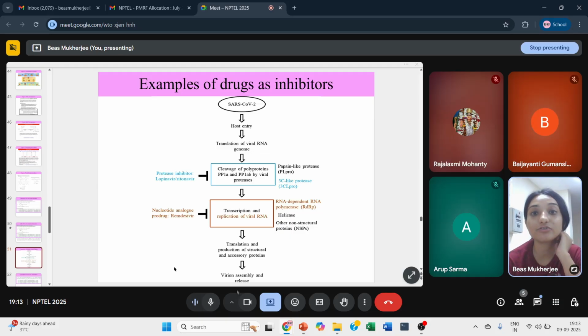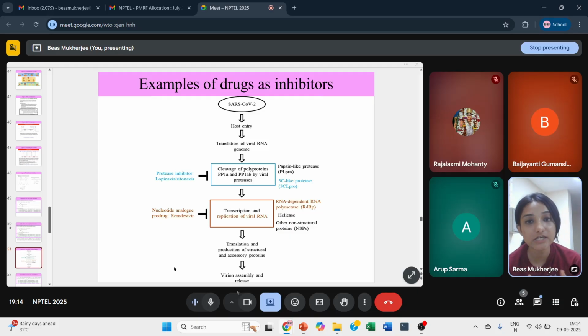Then for transcription and replication of the viral RNA, the virus requires RNA-dependent RNA polymerase. The SARS-CoV-2 requires it. Why? Because it undergoes reverse transcription from RNA to DNA, right? And then normal transcription and translation happens. So the nucleotide analog prodrug is remdesivir. A lot of you have heard of its name already, I'm sure. So remdesivir is one of the very famous drugs.